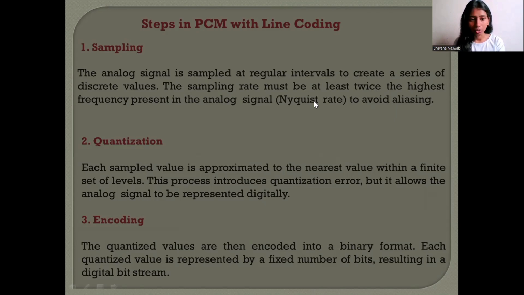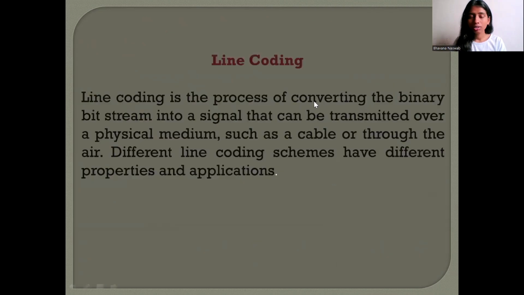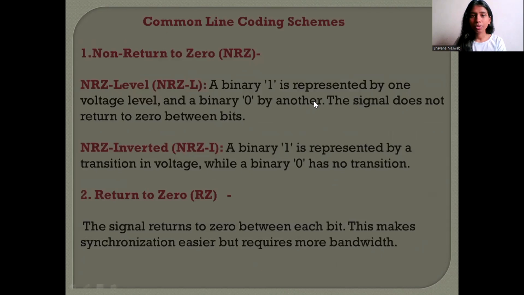The third is encoding. The quantized values are then encoded into binary format. Each quantized value is represented by a fixed number of bits, resulting in a digital bit stream. So, line coding. Line coding is a process of converting the binary bit stream into a signal that can be transmitted over a physical medium, such as a cable or through the air. Different line coding schemes have different properties and applications.